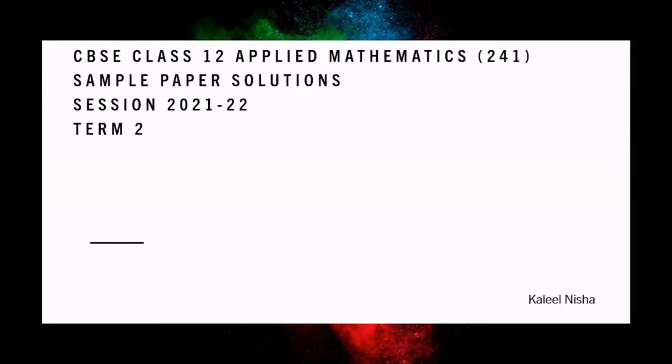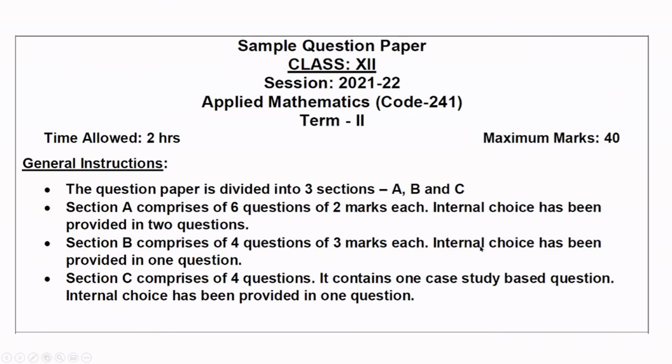Hello dear students, in this video I'll solve the questions for the sample paper CBSE Class 12 Applied Mathematics, subject code 241, for term 2. We will see the general instructions. The time allowed is 2 hours, maximum marks is 40. The question paper is divided into 3 sections A, B and C.